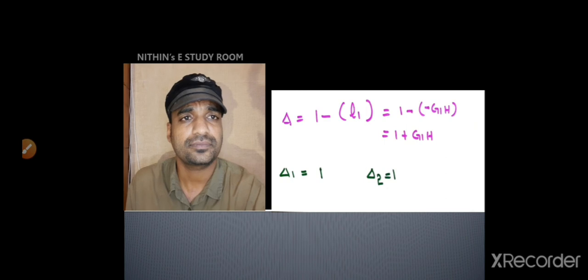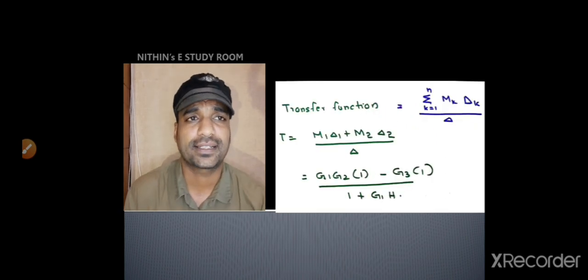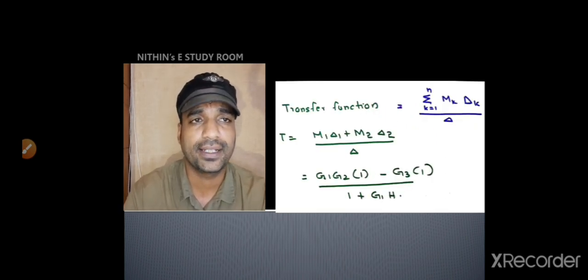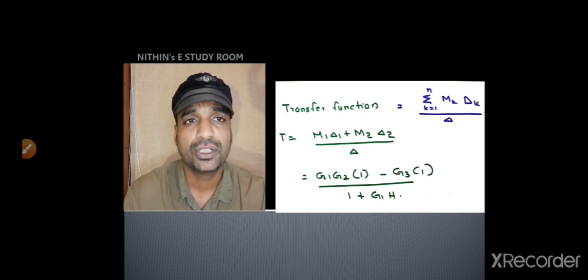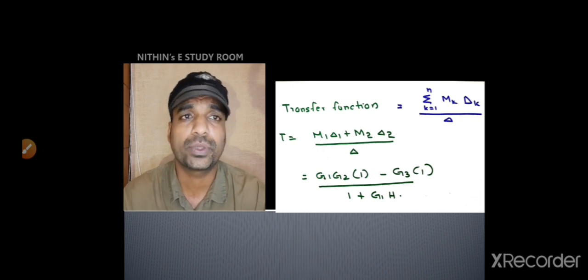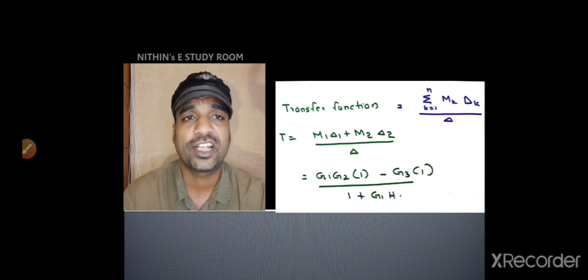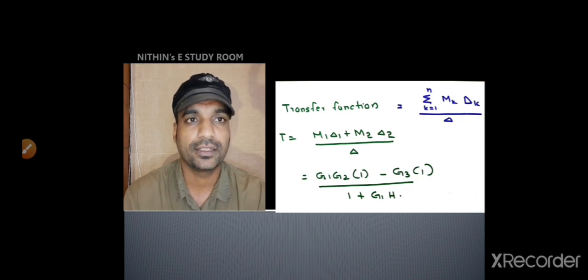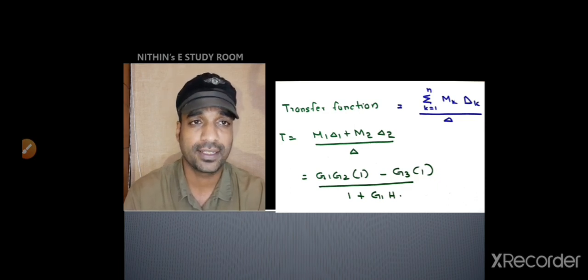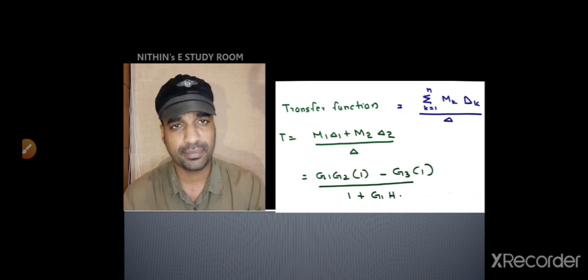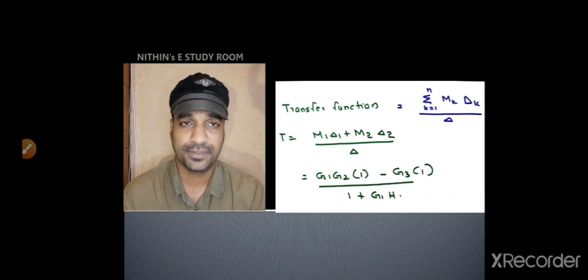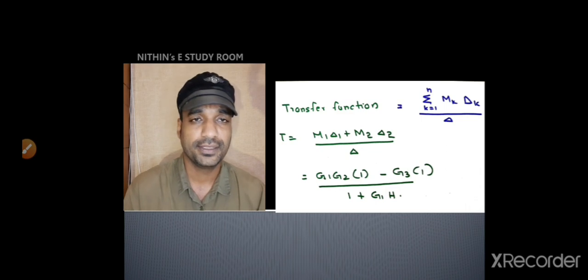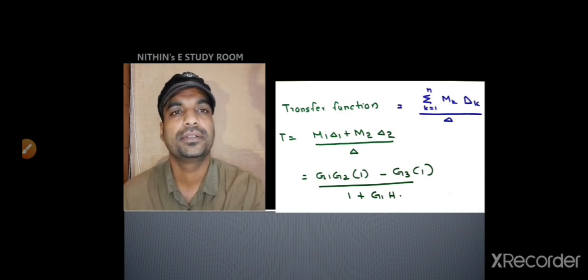That is the case. Now I am finding the transfer function. Sigma k equal to 1 to n of mk delta k by delta. As there are 2 forward paths, n is equal to 2. So m1 delta 1 plus m2 delta 2 by delta. So m1 is equal to g1 g2 and m2 is equal to minus g3. And delta 1 and delta 2 are 1 and delta is 1 plus g1h. I am directly substituting all these values and this is the transfer function equation. This is very simple.